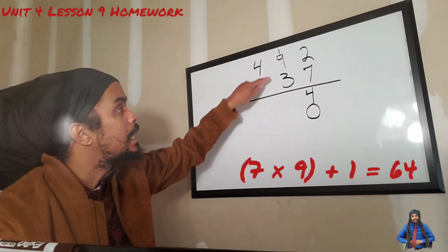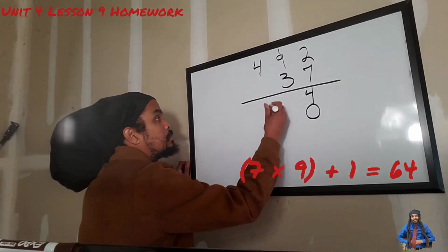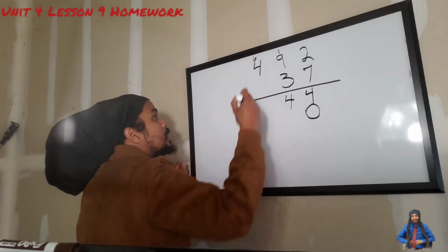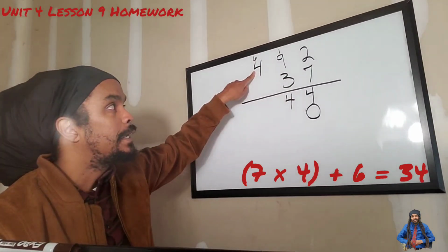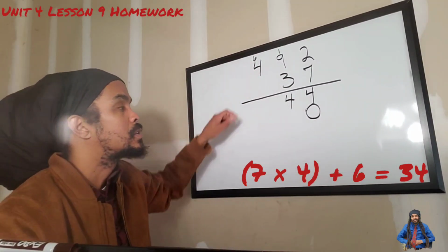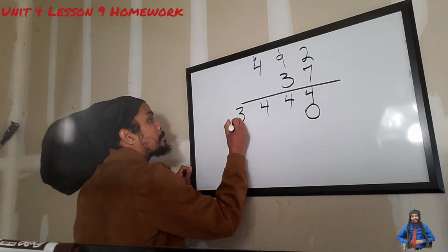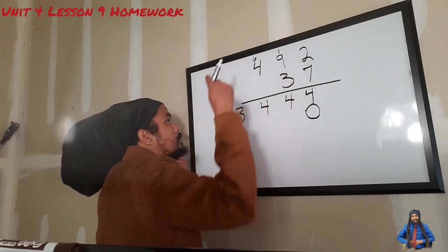7 times 9, 63 plus 1 is 64. Drop your 4, raise your 6. 7 times 4 is 28. Plus 6 is 34. We're going to drop the whole thing. All right, so we knocked out our first row. 7 times the top row.